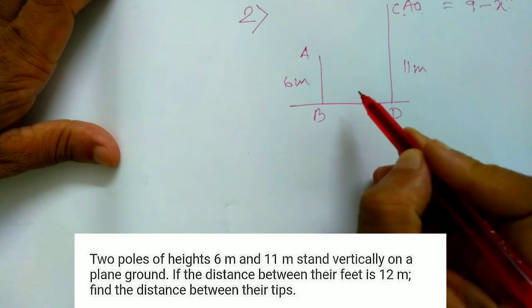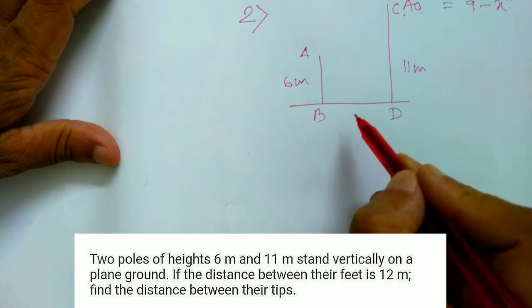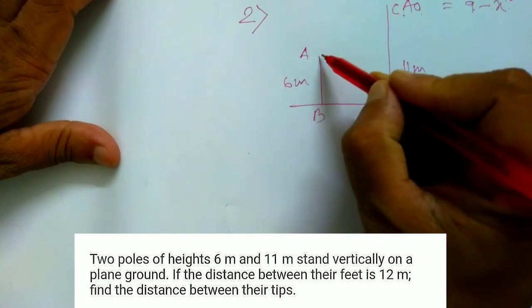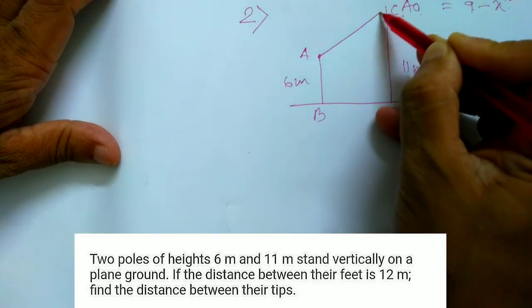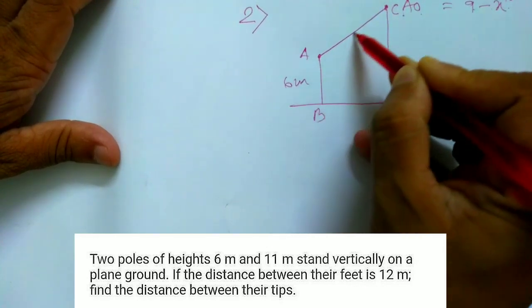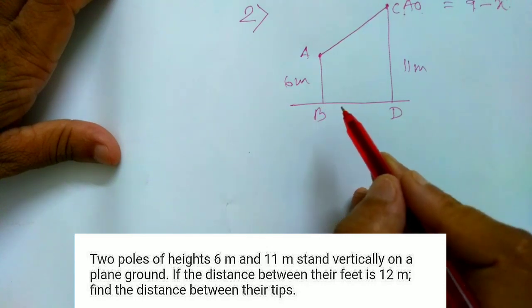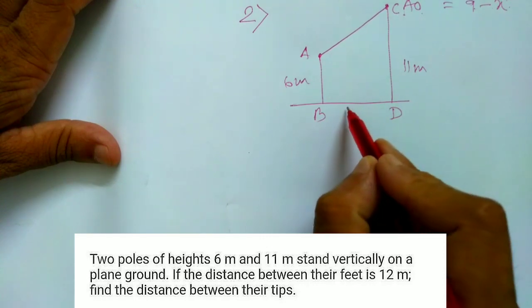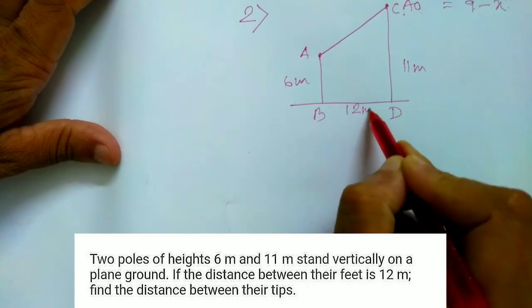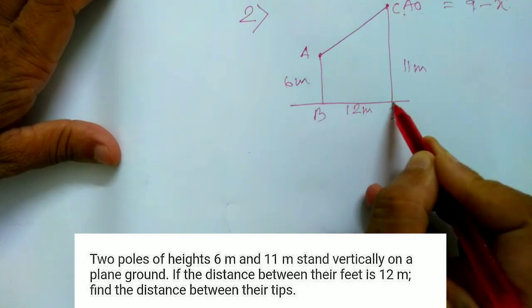Now, we have to find the distance between their tops. That means this point to this point we have to find. Got it? This distance we have to find. And what is given in the question? The distance between their base is 12 meter. This distance is 12 meter, given.